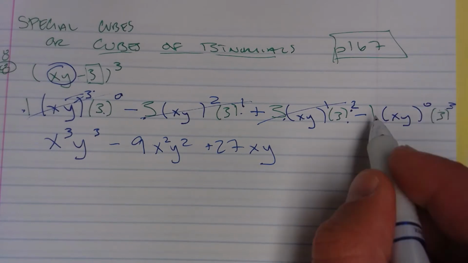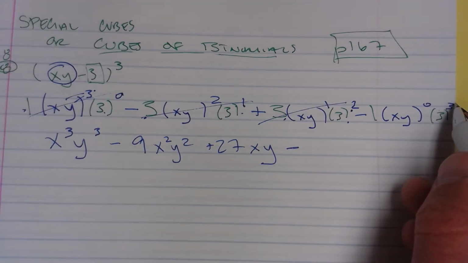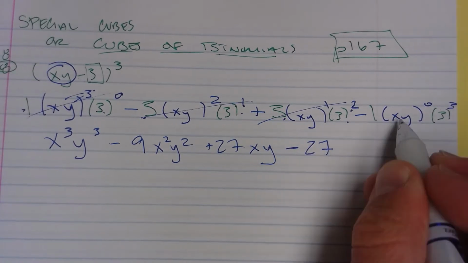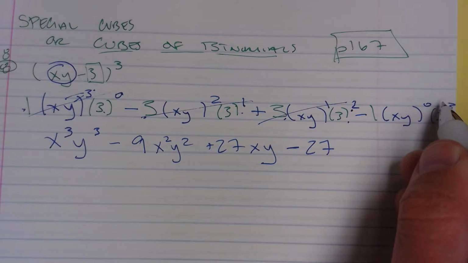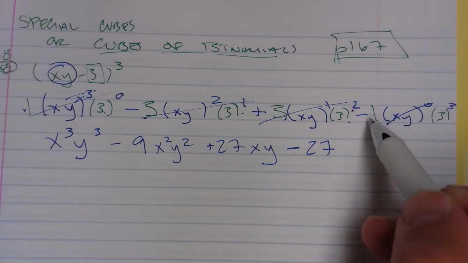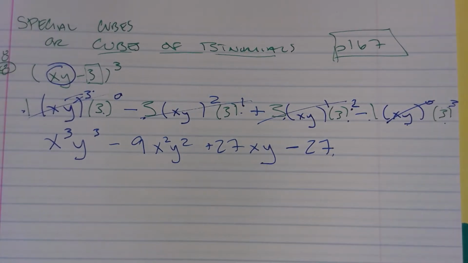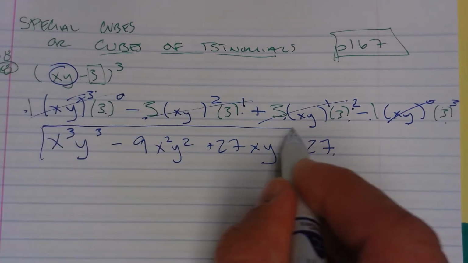And then finally, we're going to have a minus sign. 3 cubed is 27. 27 times 1 is 27. And then xy to the 0 power is just 1, so we don't need to write it. This is negative 1 times 27, which is just negative 27. And that's your answer.